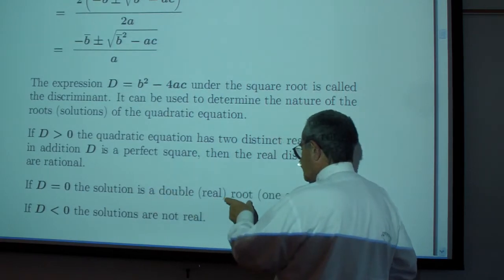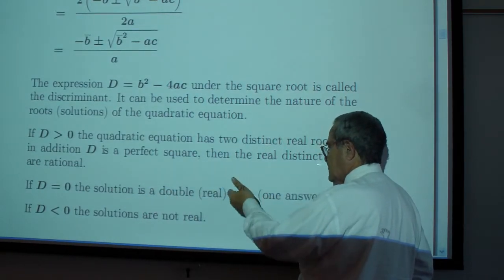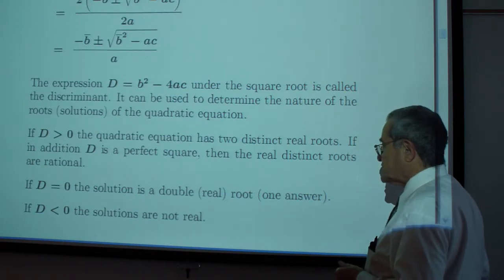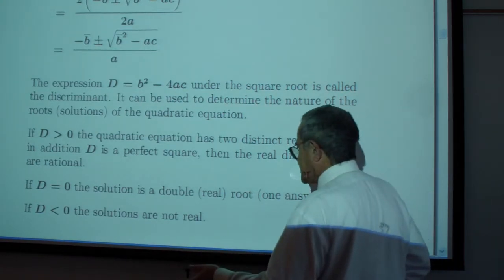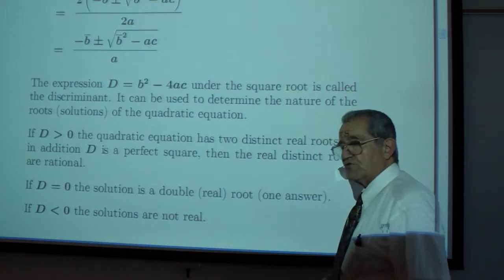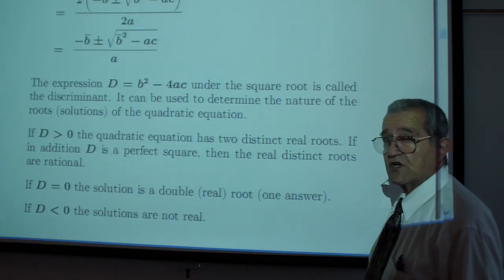If d is equal to 0, we get 1 root. We call it a double root because we expect 2 solutions. And if d is negative, the solutions are not real. We'll get into non-real solutions shortly.